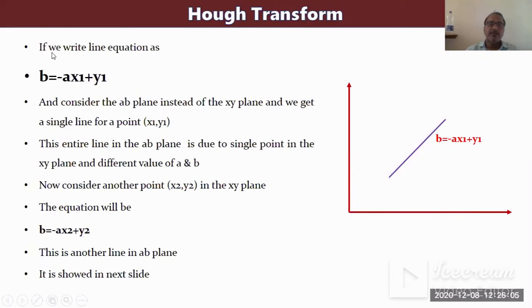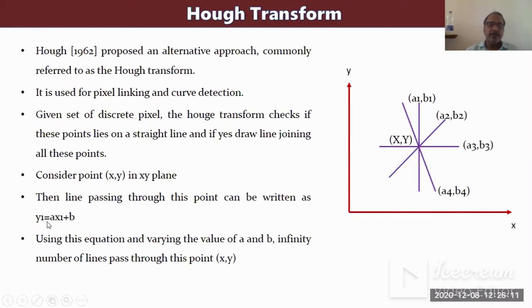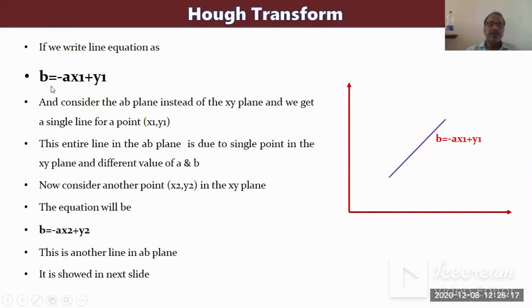Now see, if we write the line equation, we can rearrange this equation. So y1 = ax1 + b. Now we can write this equation in another form, that is b = -ax1 + y1. See, our equation y = ax + b is our line equation. Now we rearrange this equation as b = -ax1 + y1. When we move the ax term here, it changes sign to -ax, then we have y, which is equal to b. So this equation is converted into this form.